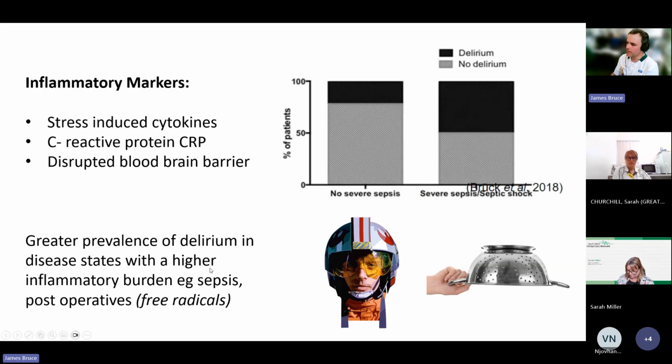And this is abundant when you've got somebody with sepsis. You can see with the bar chart there, this is a really nice paper back in 2018. It looked at two cohorts, patients with sepsis and patients without sepsis. The patients with sepsis have about a 50% chance of getting delirium. The patients without sepsis, it must be about, I don't know, less than 20% there. So it's a huge factor to consider.